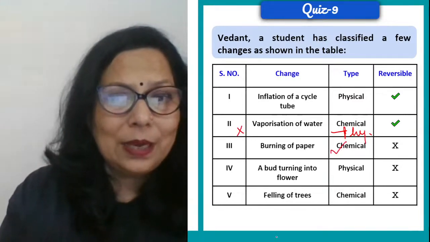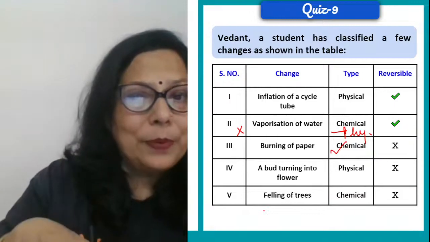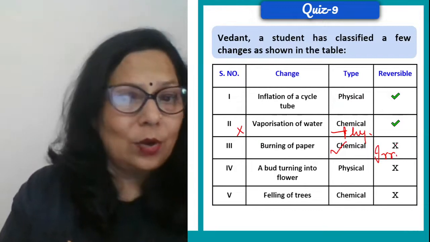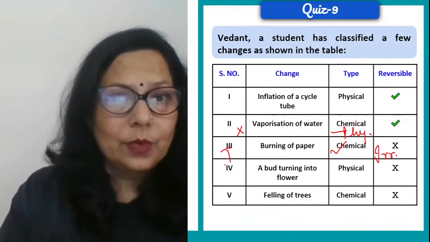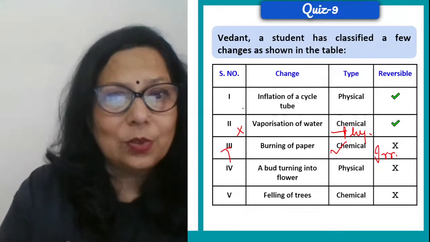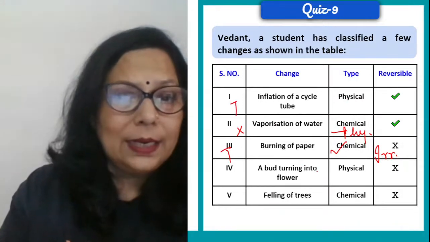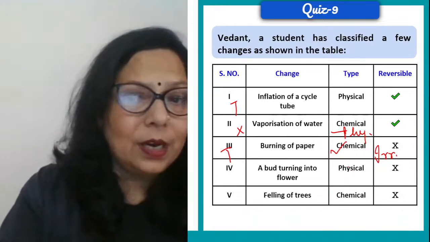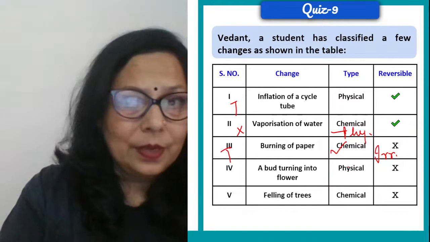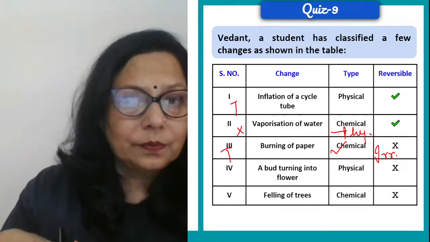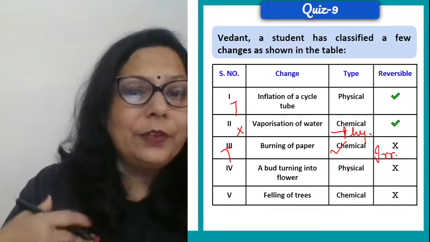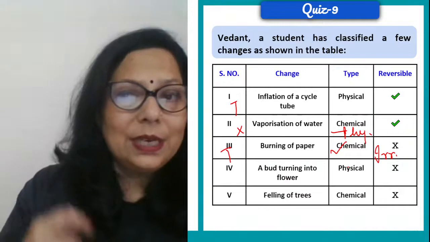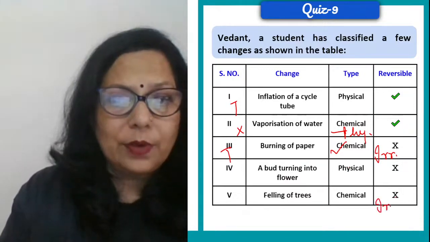बर्निंग ऑफ पेपर केमिकल भी है, क्या वो वापस मिल सकता है? नहीं मिल सकता, नॉन इरिवर्सिबल है, सो इट इज करेक्ट, सो इट इज ट्रू. इन्फ्लेशन ऑफ साइकिल फिजिकल है, रिवर्स हो सकता है, ट्रू. अ बड टर्निंग इनटू फ्लावर, इज इट अ फिजिकल चेंज? क्या फिर से बड वापस आ सकती है? इज इट रिवर्सिबल? फेलिंग ऑफ ट्रीज, is it a chemical change? Is it irreversible?